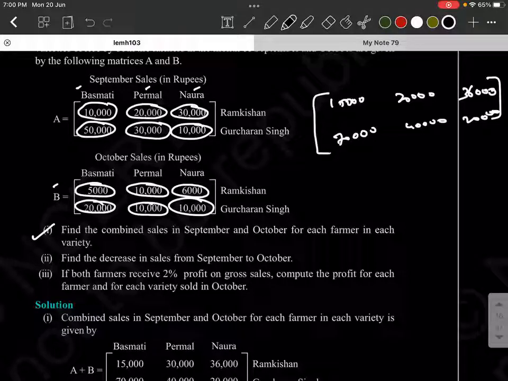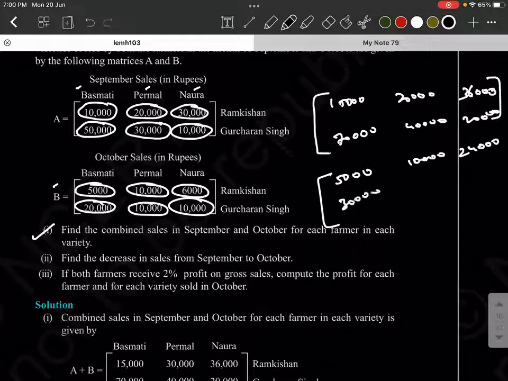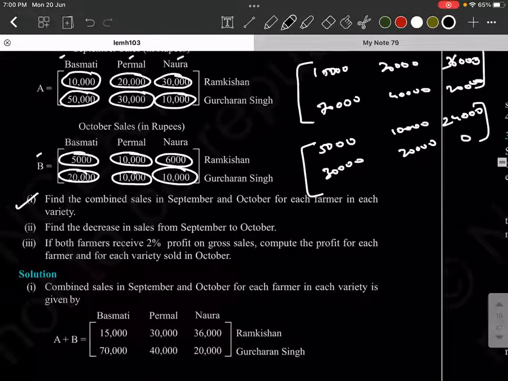Find the decrease in sales from September to October. So you need to subtract them. So when you subtract, you'll have 5,000, 10,000, 24,000, then 30,000, 20,000, 0. So there was no drop here. If both the farmers receive 2% profit on gross sales, compute the profit for each farmer and for each variety sold in October.